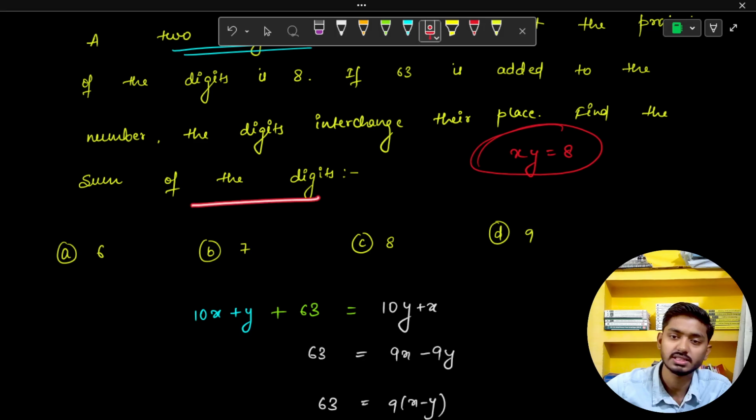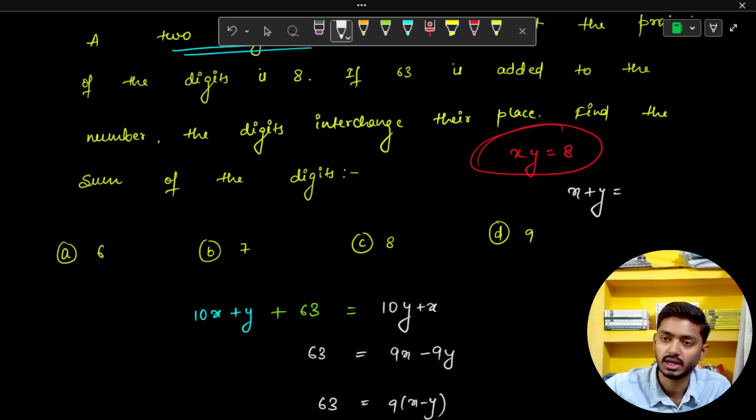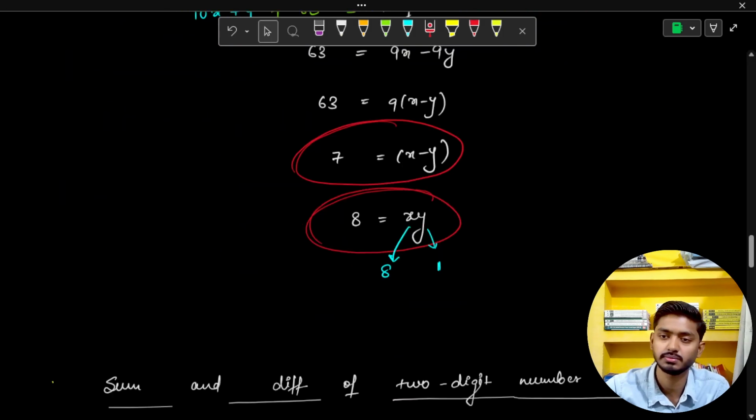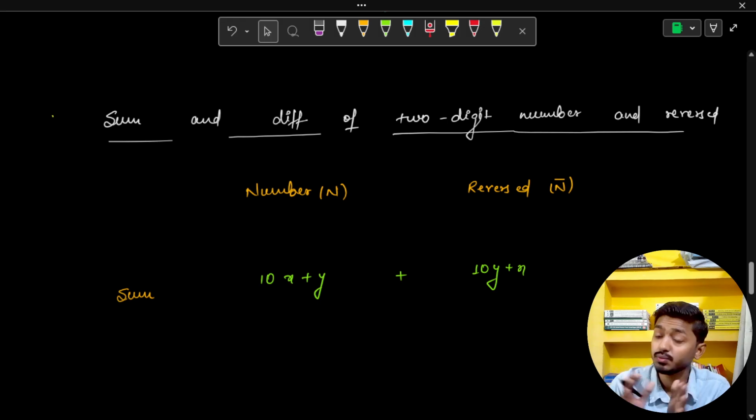Find the sum of the digits. We are supposed to find the sum, that is x plus y. That would be 8 plus 1 equals 9, which is option D. Simple. Now, this is one of the most important concepts, and direct questions have been asked from this section.